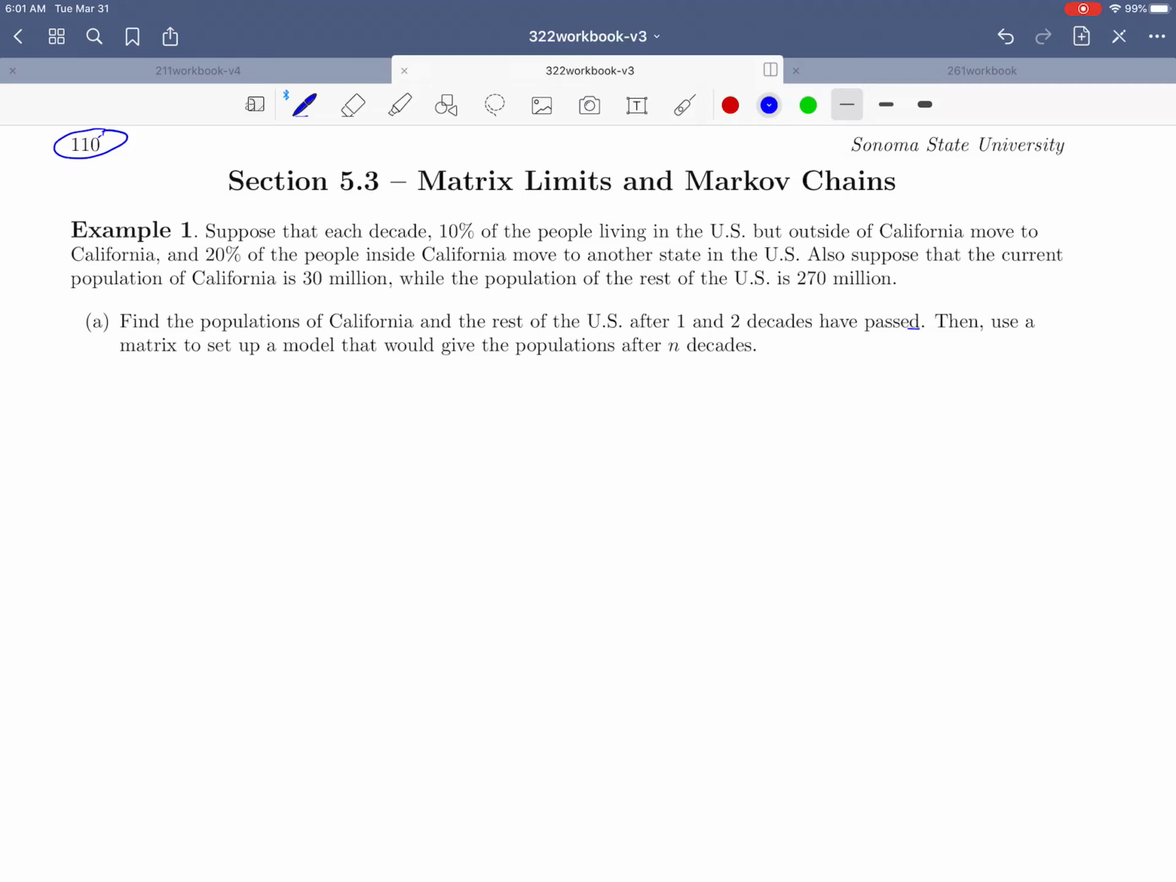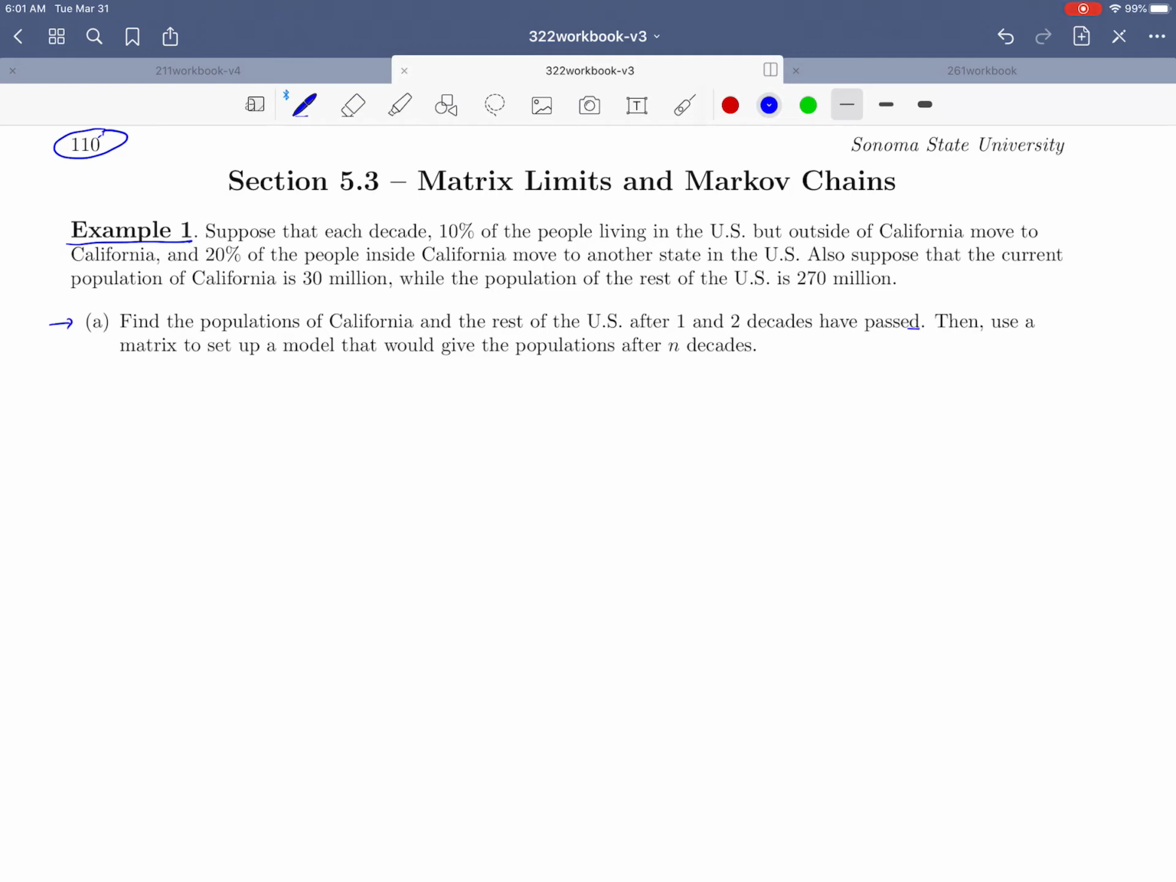So let's start with an example. Example 1, let's read the question together here. Suppose that each decade 10% of the people living in the US but outside of California move to California, and 20% of the people inside of California move to another state in the US. So we've got two states that our population could be in, either inside of California or outside of California, and they've given us some data as to how the populations are migrating between these two categories. We'll also assume that we have a starting population in California of 30 million, and the rest of the country is 270 million. This data is probably a little bit out of date, but we'll go with it. The numbers are nice and round here.